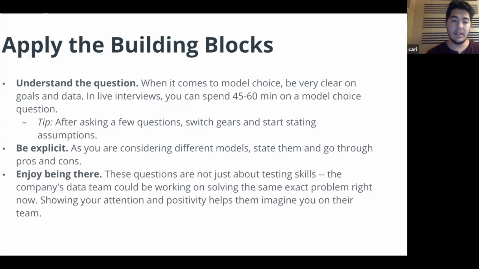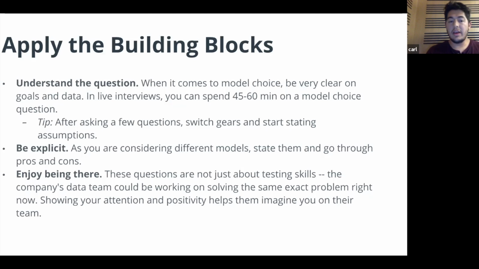Again, be explicit. Especially if you're unsure what direction you want to take, mention a couple of directions and state why you'd want to take one direction versus another. And then maybe your interviewer will give you a hint that they want you to take a certain direction. As long as you justify your reasons, they might guide you and help you out.